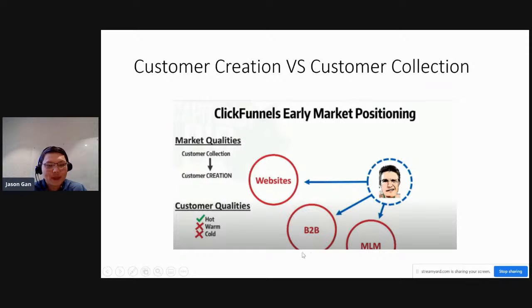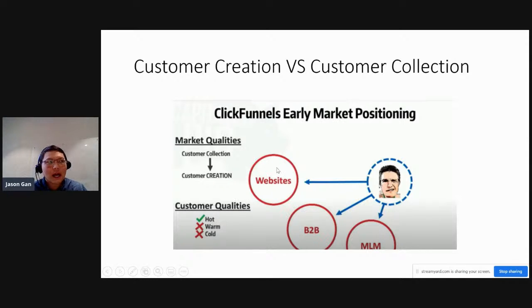Then he goes to B2B, which is the business to business market, to tell what a funnel is about. Then he goes to ML, which is a multi-level market, to tell what a funnel is about. So initially, it's something called customer collection. So he just goes to the market and collects the customers. But once you go to a few markets, let's say the website market, you collect customers.